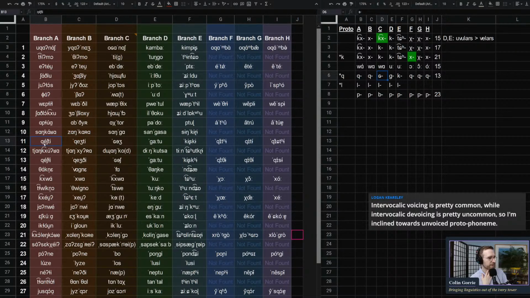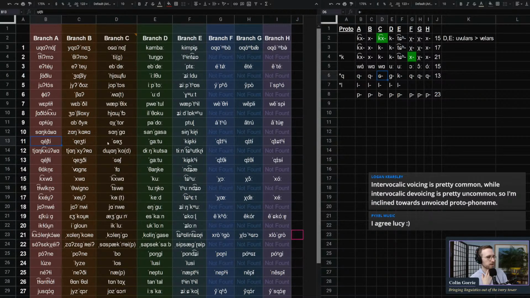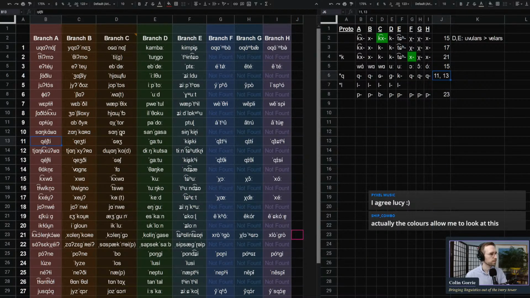Oh, well, we have 11. Have we looked at 11? So Q, Q, capital G, G, K, Q, Q, Q. Okay, so that's all the same. So this is 11 and 13. Let's see what else we can do.